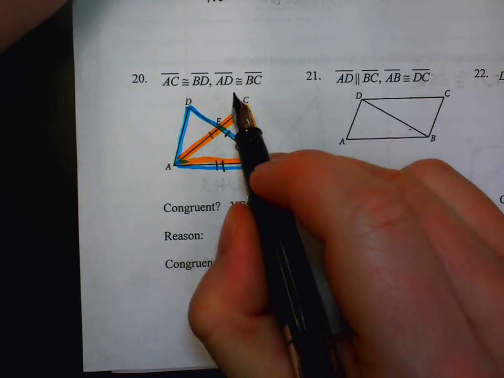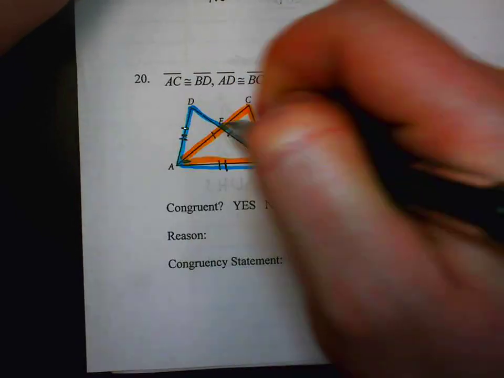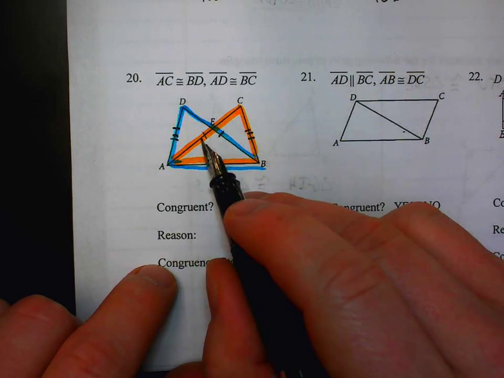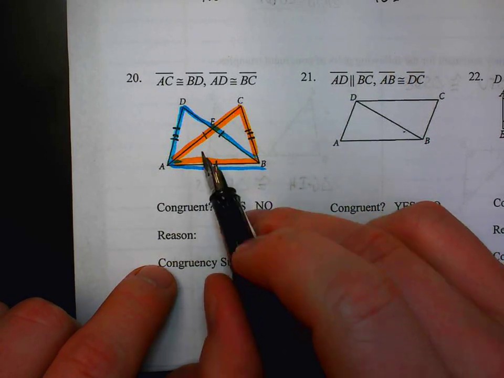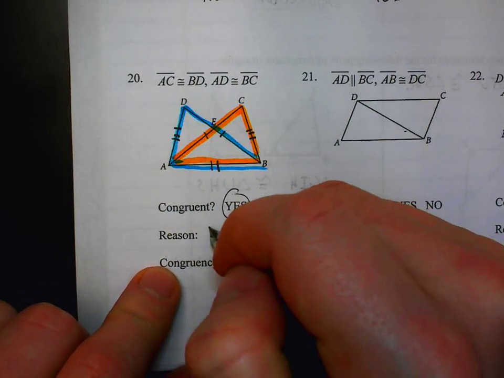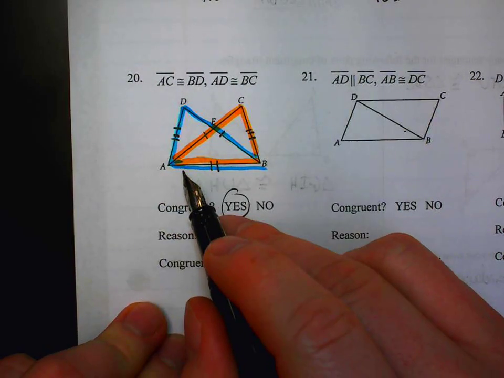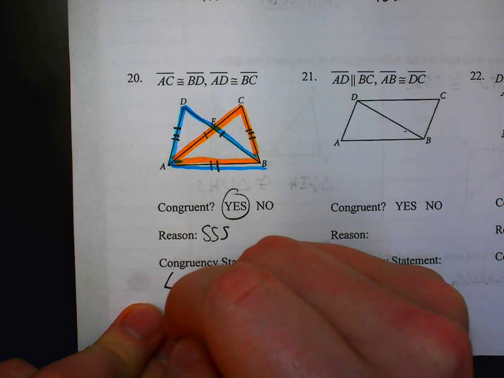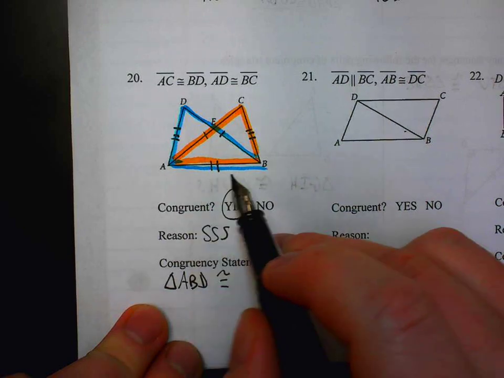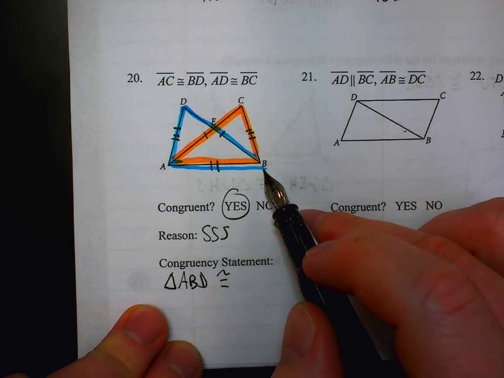Finally, we have AC is congruent to BD and AD is congruent to BC. In these two triangles, we have three pairs of congruent sides. The first, the shared, and then the other part of the given. Yes, they're congruent. The reason, side, side, side. For our congruency statement, for my first triangle, we'll call this one ABD is congruent to. So if we went from A to B to D, the equivalent in the second triangle would be BAC.